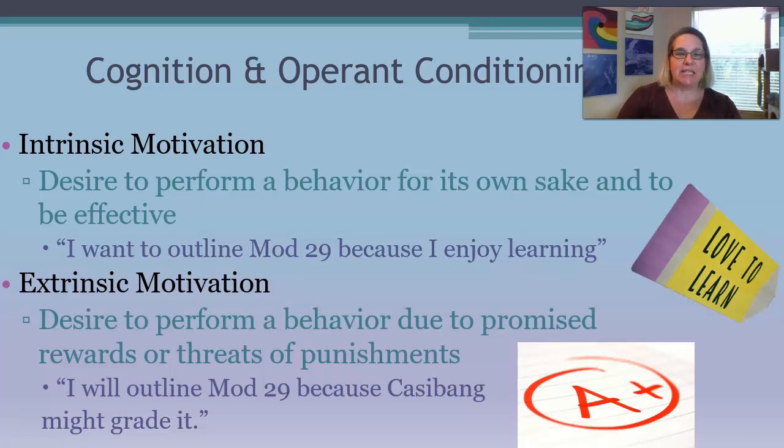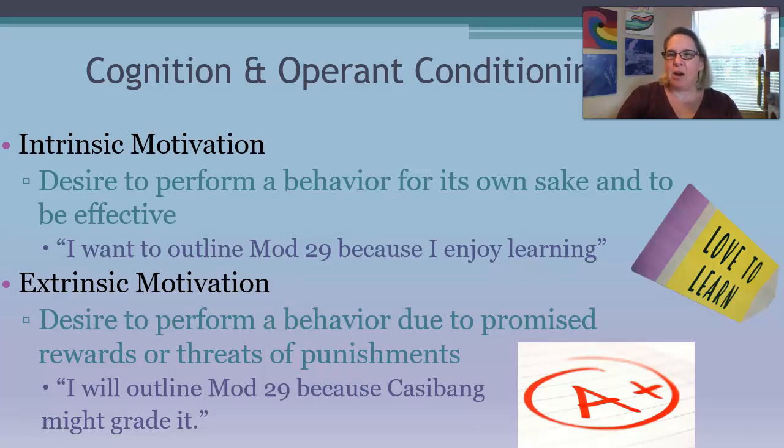Extrinsic motivation is the desire to do something because of some sort of promised reward or implied threat of punishment. So for example, same thing, outlining module 29, I will outline module 29 because Casibang might grade it. Okay, so an external reward or punishment. So intrinsic and extrinsic motivation have a basis in cognition. It's our own thought process, okay, why we decide to problem solve, do things, perform certain behaviors, but it can also affect how effective operant conditioning might be.